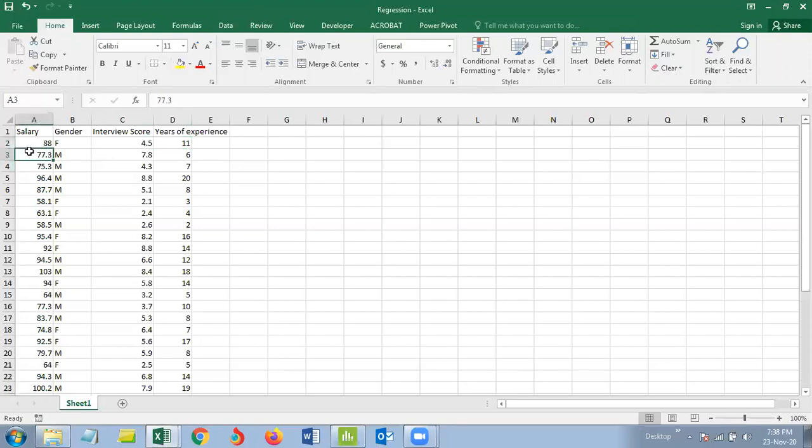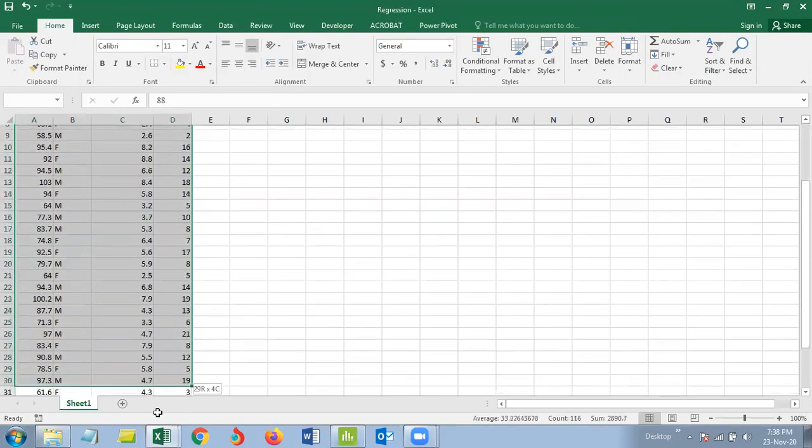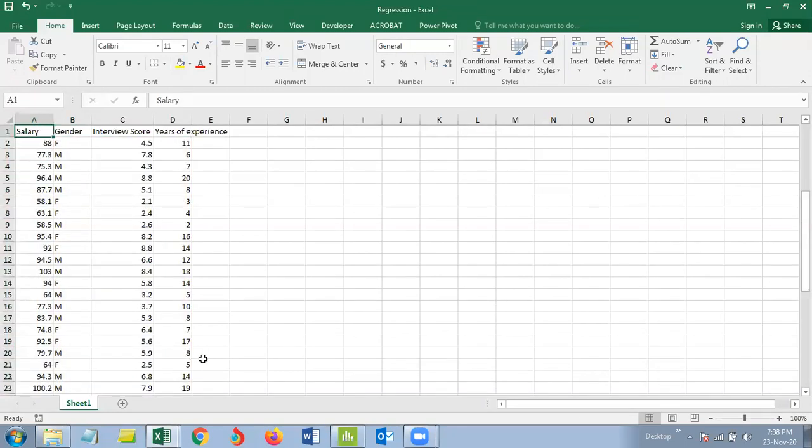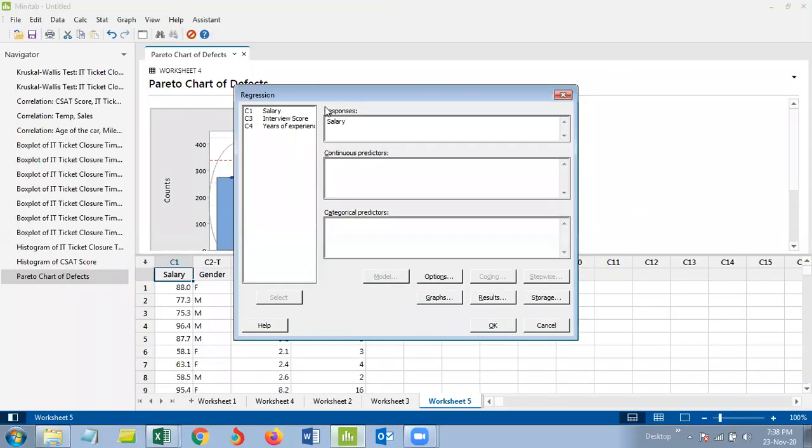Similarly, some male candidate was offered 77.3, who scored 7.8 in his assessment, and he had about 6 years of experience. These people were hired already. They are working with the company or not, it doesn't matter. But historical data is what we are trying to assess to make future predictions, so that we can come up with some sort of mathematical model. So salary is what we try to predict here.